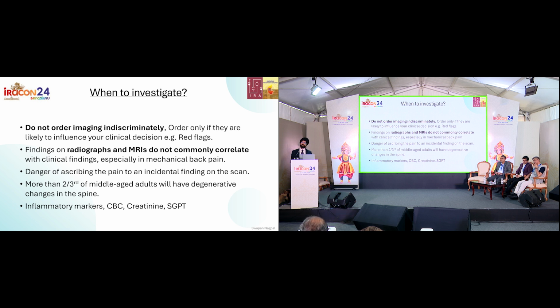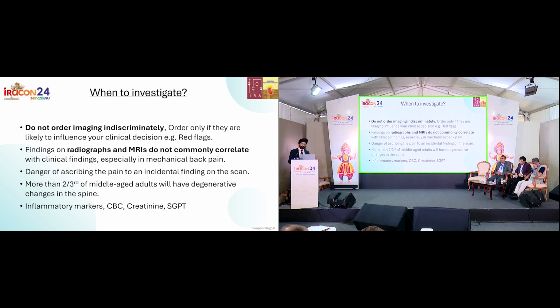Because if you order indiscriminately, you order an MRI for all of us and most of us will have some disc herniations or protrusions, and then will be labeled as disc patients, especially in northern India. And more than 2/3 of the middle-aged adults will have degenerative changes in the spine. Not all of them will have any symptom at all.